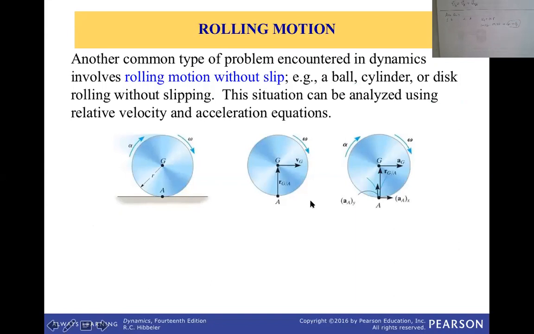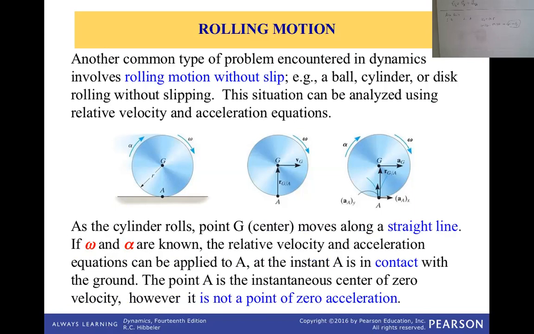Let's move on here. Another content in this section talks about rolling motion. If you have rolling motion, especially when the disk here is not slipping, then at this point, point A, you will have velocity be 0. So you can use that as your instantaneous center of zero velocity. When you have rolling motion here, alpha is the angular acceleration of the rolling motion with respect to the G point here, and then omega is that.